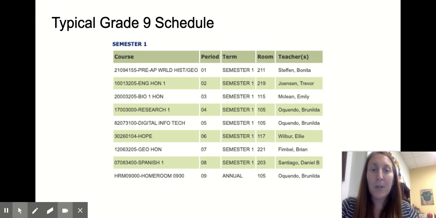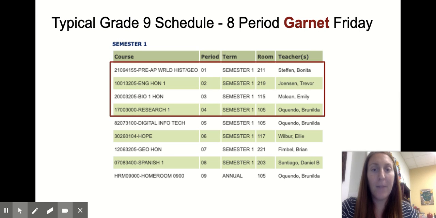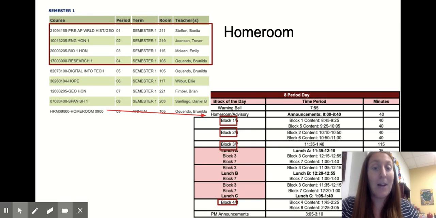So in a typical grade 9 schedule, I have my 8 periods of the day. Let's walk through what this might look like. Again, I'm only visiting my first, second, third, and fourth period teacher in terms of where I'll be located throughout the school day. I'll still go to homeroom. We have extended homeroom on Fridays for 40 minutes.